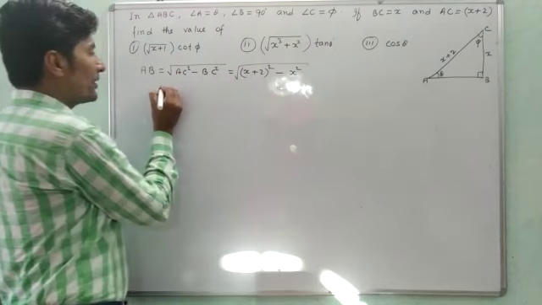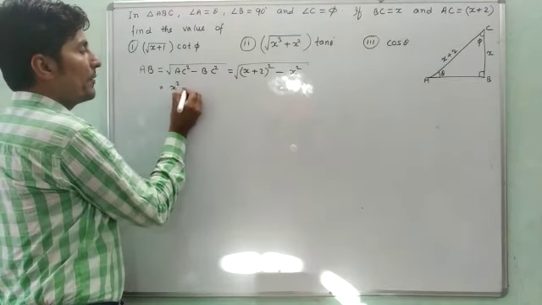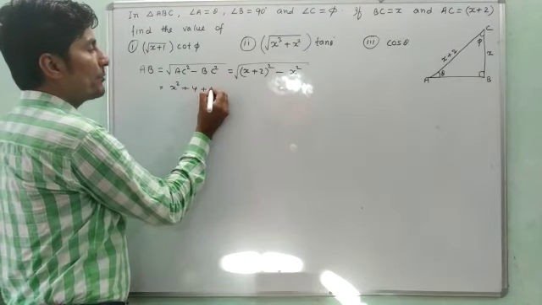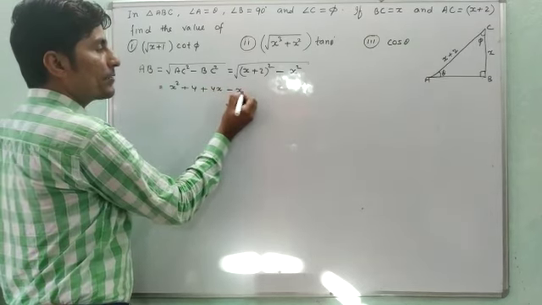Now (a plus b) whole square, we can write a square plus b square plus 2 into a into b, which means 4x. Minus x square is already there.